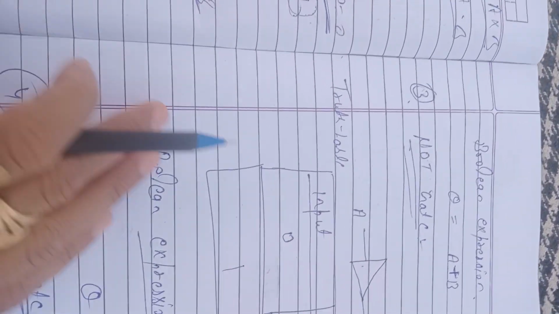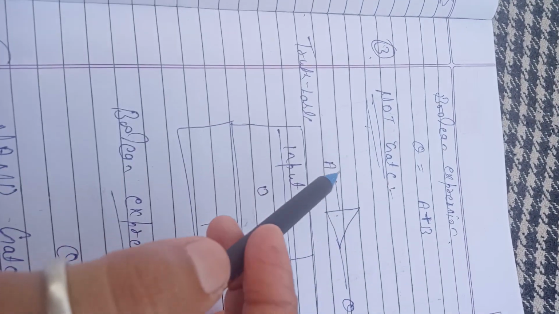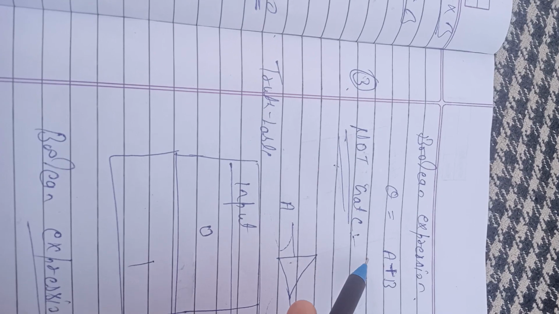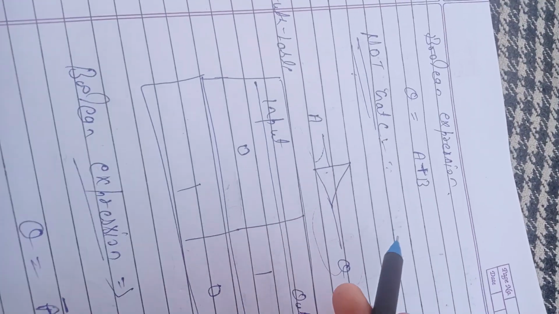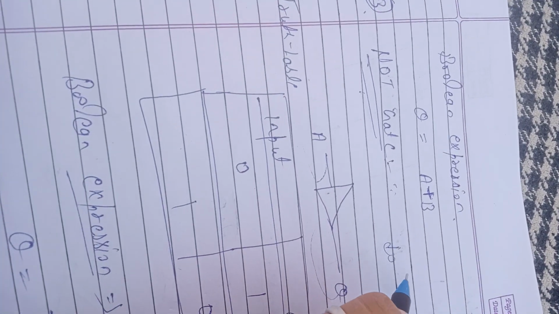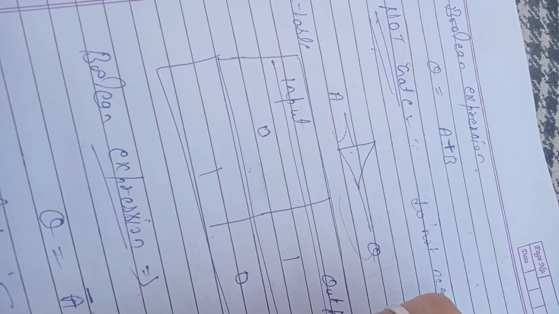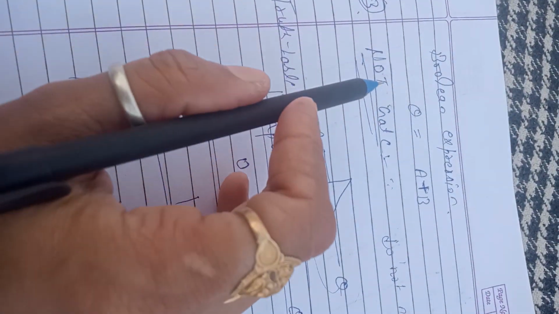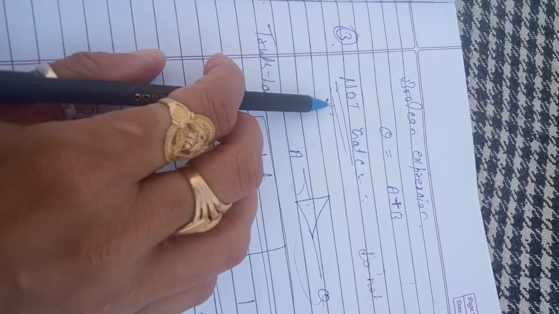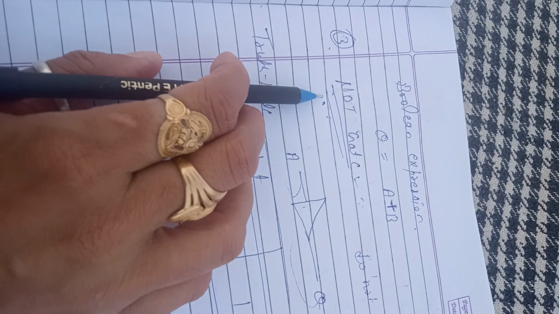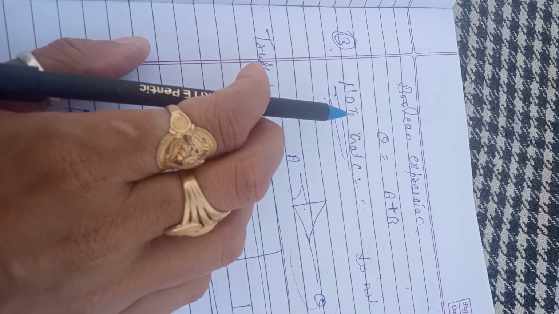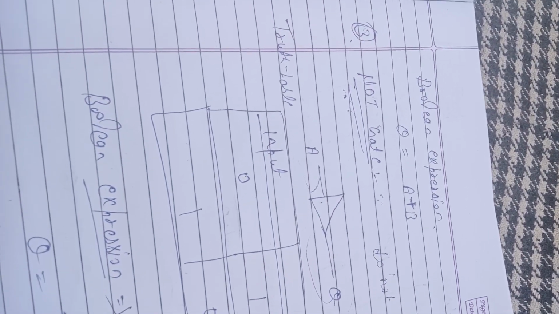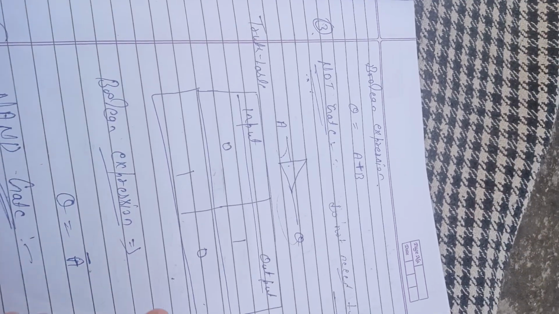Now we define the NOT gate. In the NOT gate we have only one input and only one output. We do not need two inputs. It means in the NOT gate we have only one input, and when we apply an input, it gives an output.